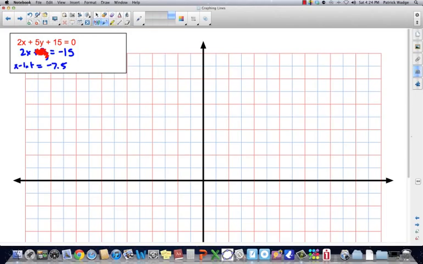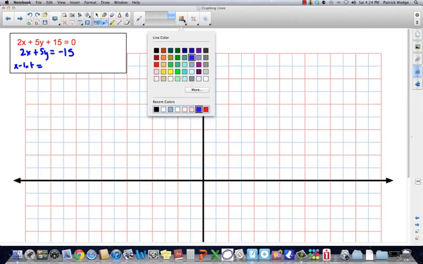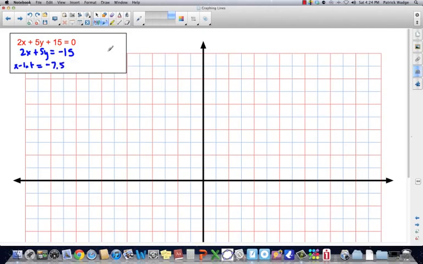Now I've done it. This isn't going to work. Okay. Sorry. Negative 7.5.